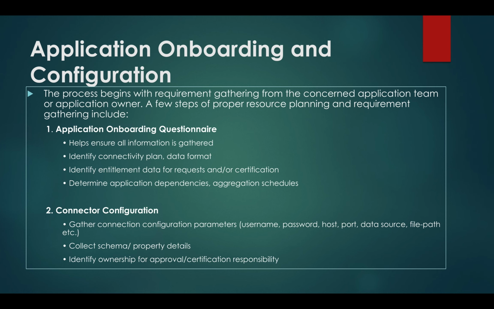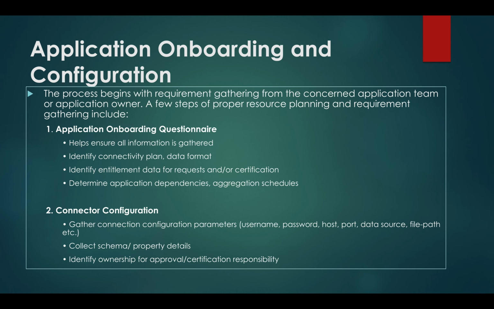So basically, we have to follow these steps. The process begins with requirement gathering from the concerned application team or the team owner. What you have to do is first create an application onboarding questionnaire. That questionnaire considers all the information that is gathered. It also has to have the identity plan, the connectivity plan, the data format, the entitlement data for the request and aggregation, and you also have to determine the application dependencies and aggregation schedules.